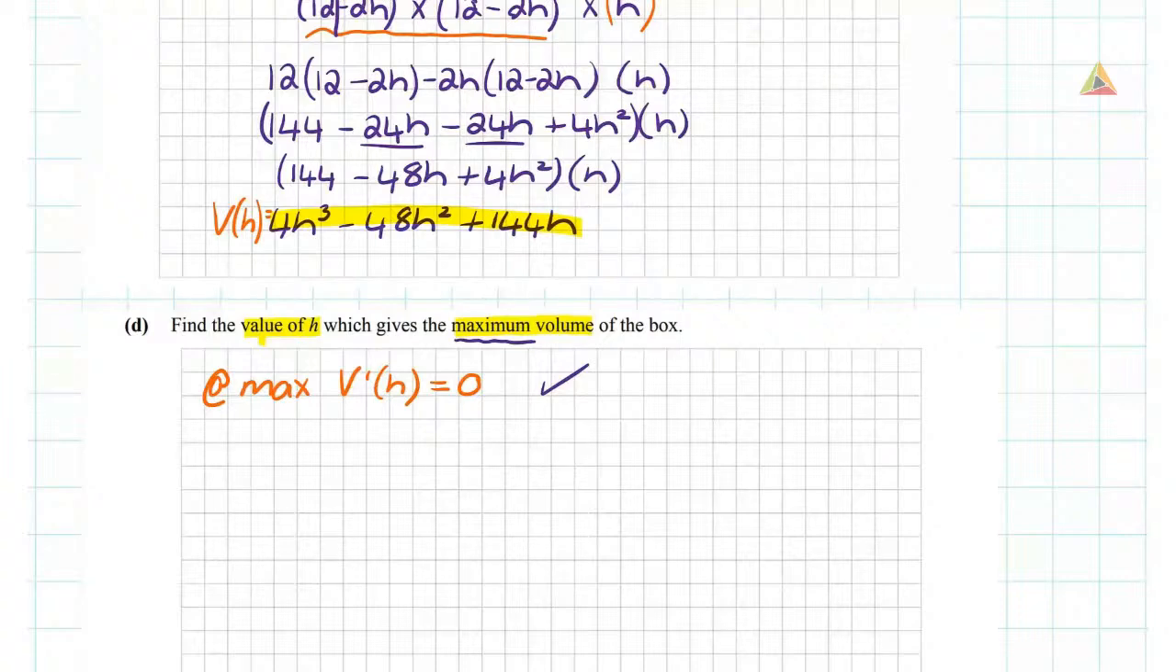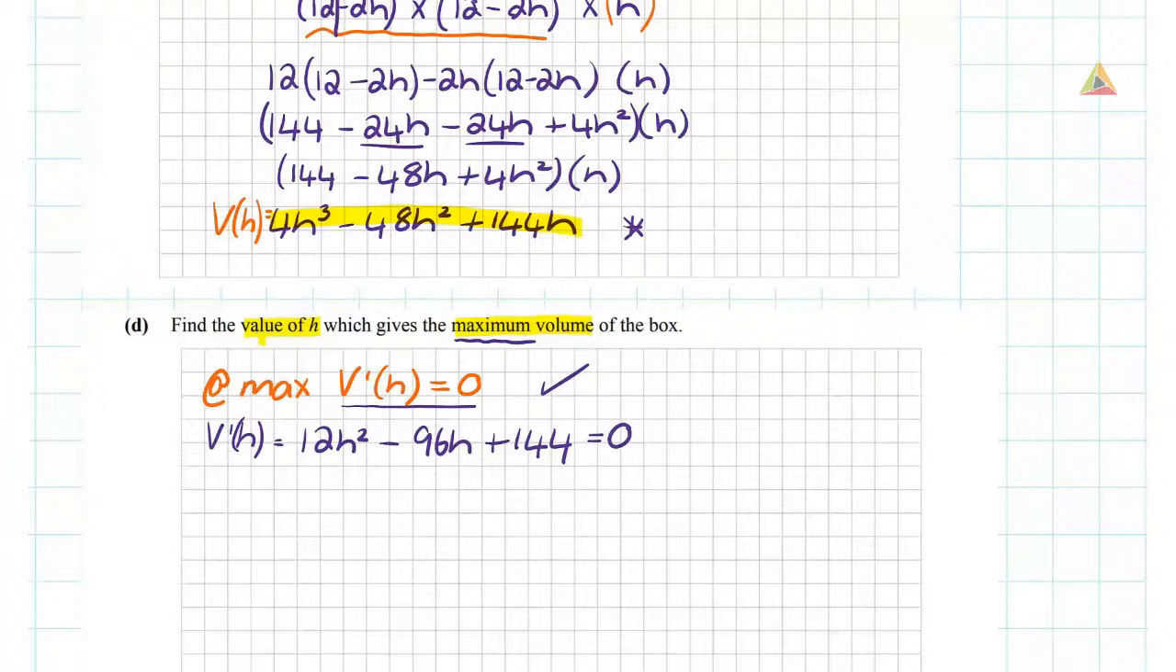Okay, so we're going to take our volume function and we're going to differentiate it. So v dash h is what we're looking for. Here's our volume function. When we differentiate, we're getting 3 by 4 is 12h squared minus 48 by 2 is 96h. And 144h becomes plus 144. We drop the h, just like we would drop an x if the x was the variable. And we want to know when is v dash h equal to 0. So we're going to let that equal to 0.